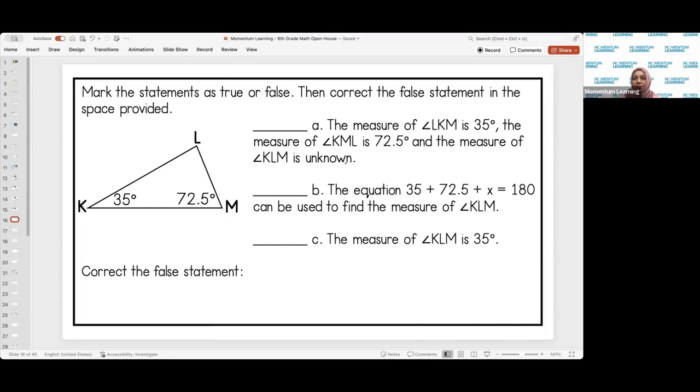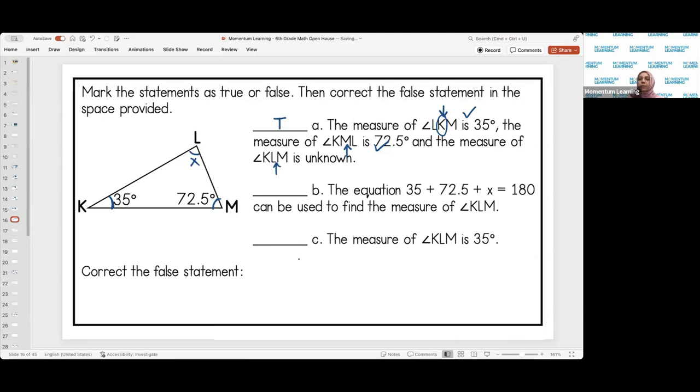Is it true? KLM, LKM, sorry, angle K is 35. Let's see here. Yes, it is correct. And KML, so the middle letter is M, so angle M will be 72.5 degrees. This is also correct. And the measure of L, this is the middle letter, L is unknown. Yes, we don't know this one, but we can calculate it. So this is true. Then continue with B.